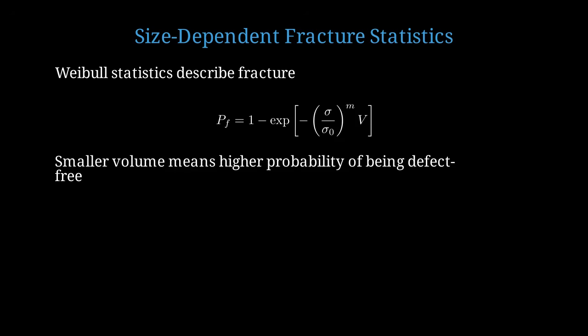Nanomaterials are more likely to be pristine. However, if a defect exists, it is catastrophic because there is no redundancy. One adsorbate can doom the entire nanowire.